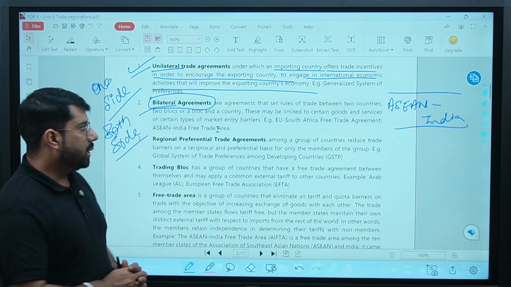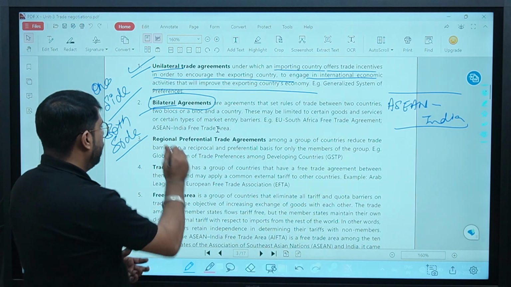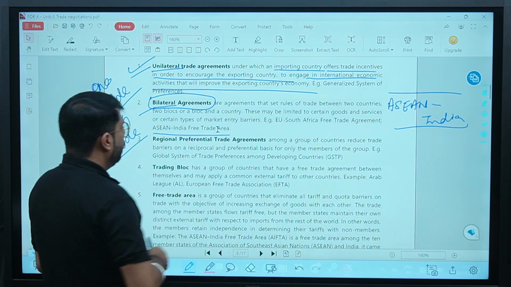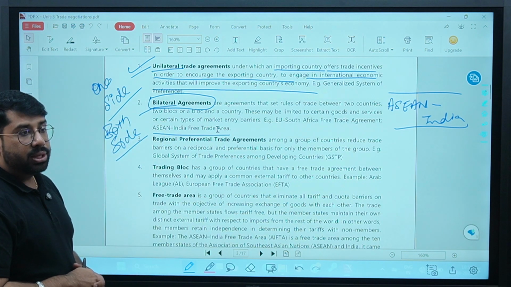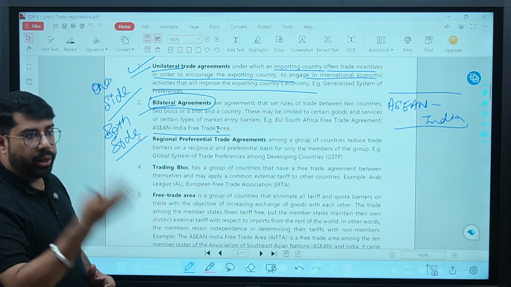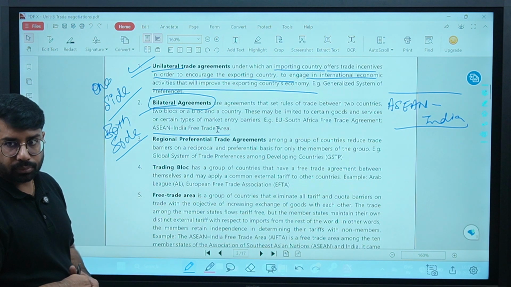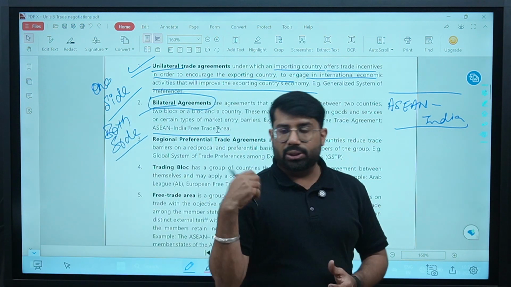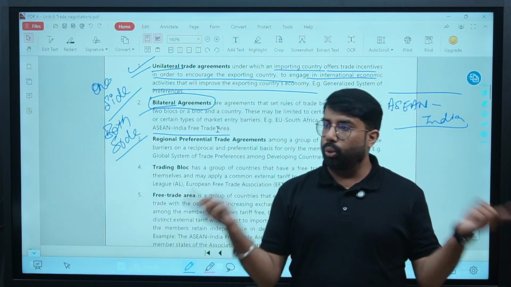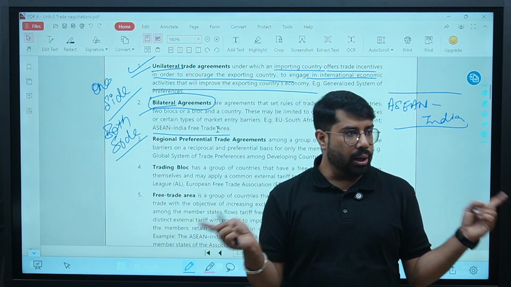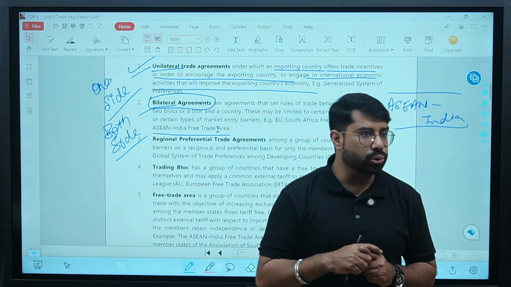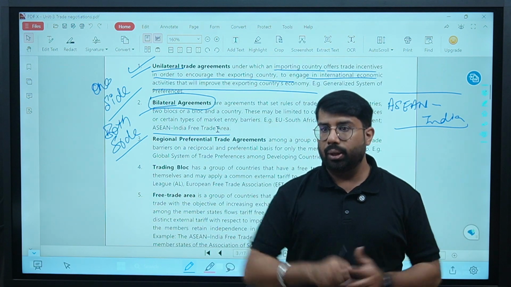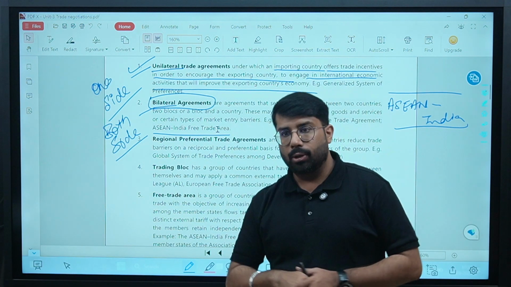Okay, so when you talk about the agreement between ASEAN and India, it is like ASEAN gives benefit to India to increase the exports, and India also gives benefits to ASEAN to increase the exports. It means both these associations are helping each other, giving incentives to each other to increase their international trade. That will be bilateral agreement.